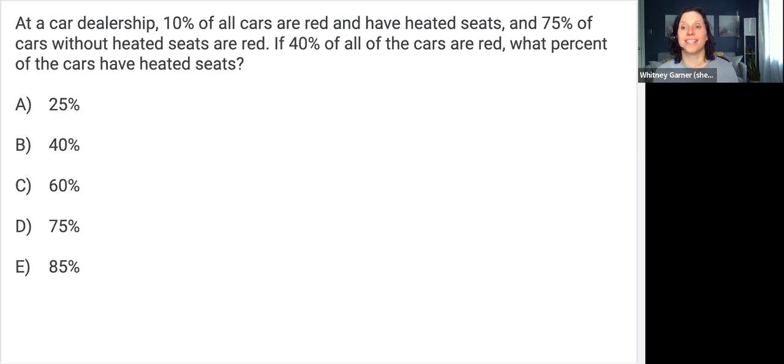Yeah, we've got 2 criteria. I love that, right? So we've got what's its color? Is it red or not red? And then what's happening with its heated seats? Does it have heated seats or does it not? Cool. So that would be my overlap, like the color and the seat. So we'll do a 3 by 3.